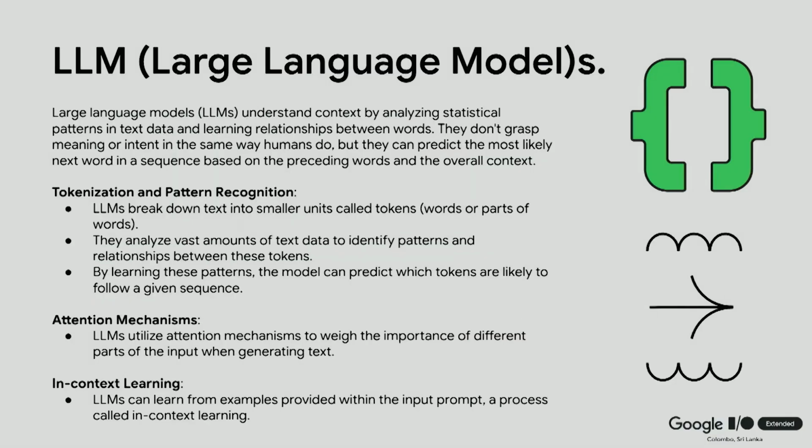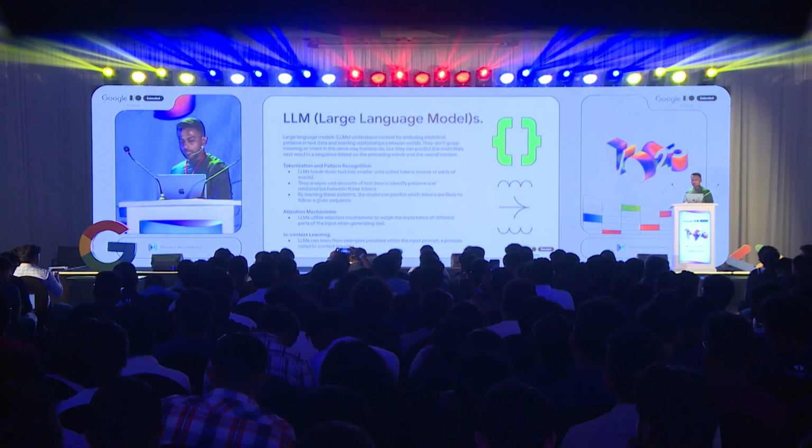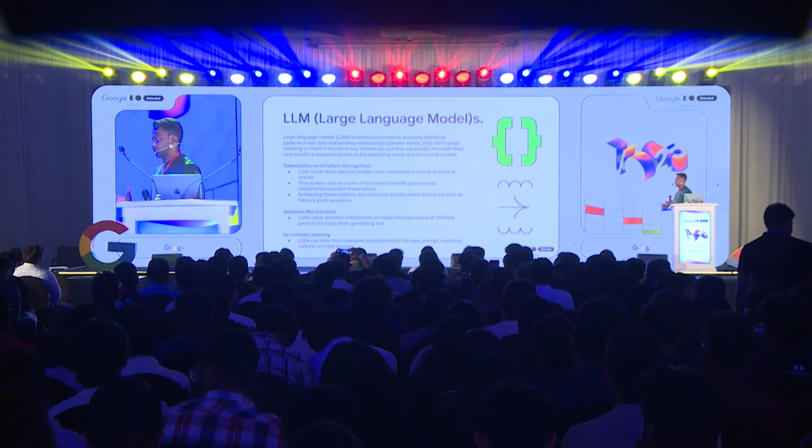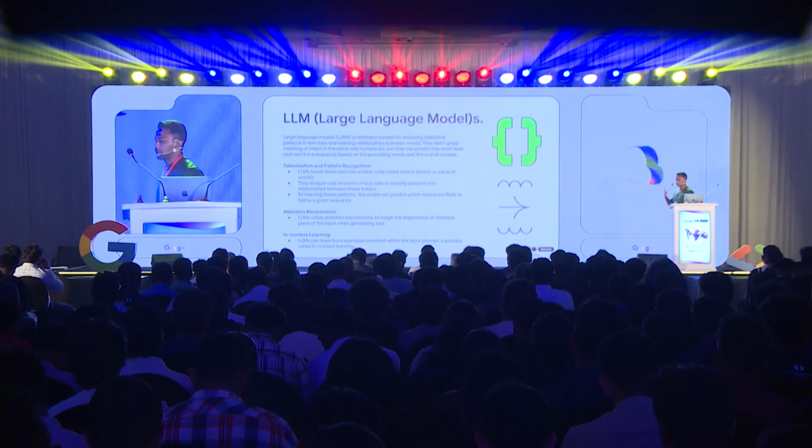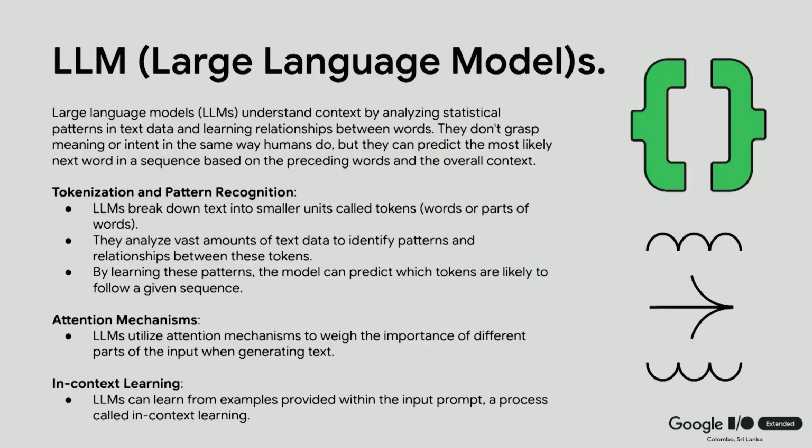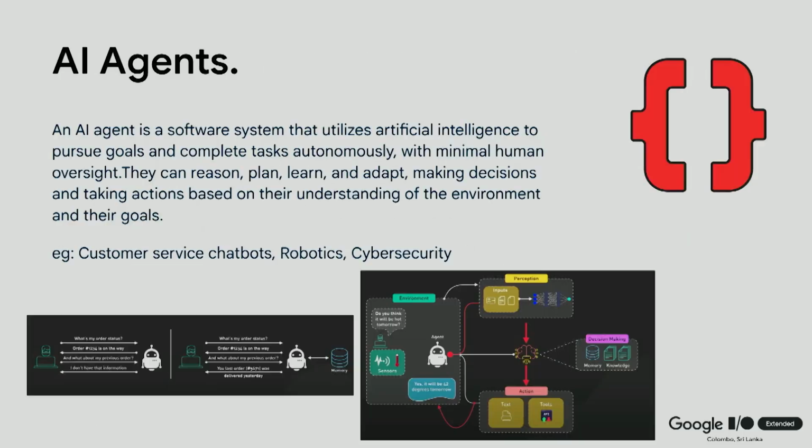So it has tokenization and pattern recognition techniques inside, which break down the text into smaller units we call tokens, and then analyze them to identify the patterns which match best. When you first throw something at it, it doesn't have the context, so it tries to find patterns and then builds up answers based on those patterns.